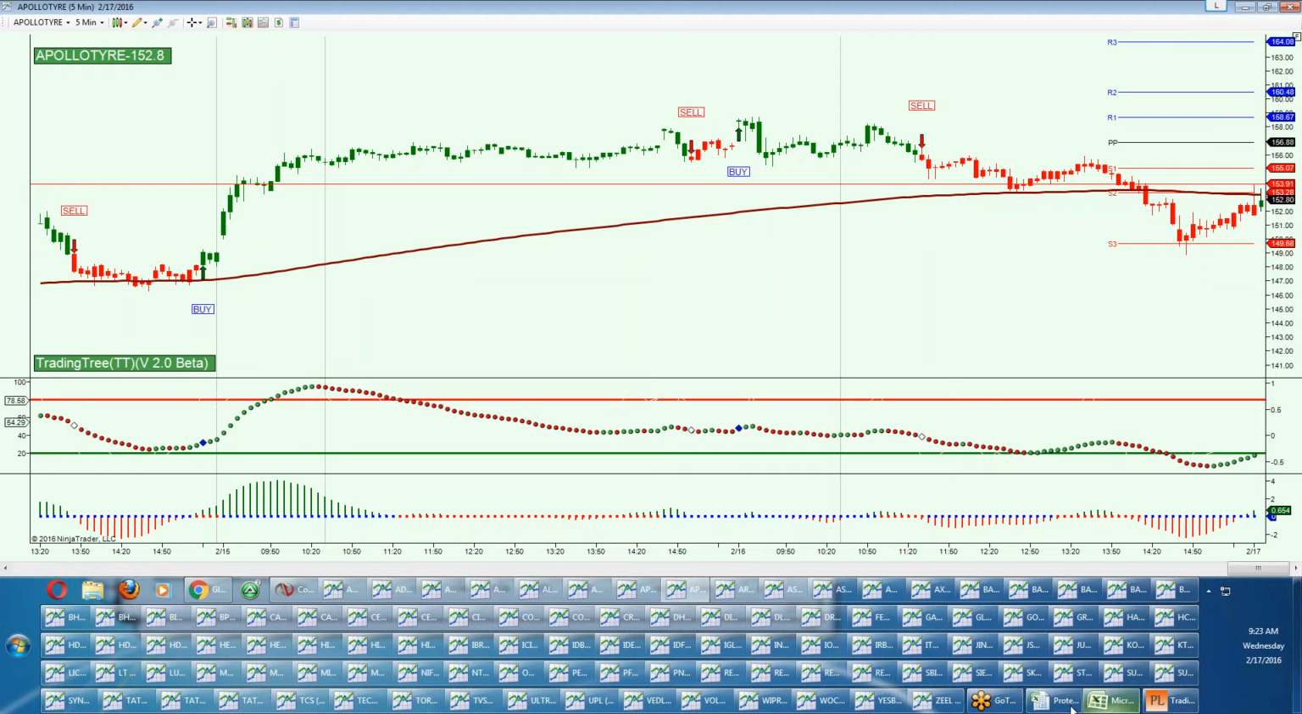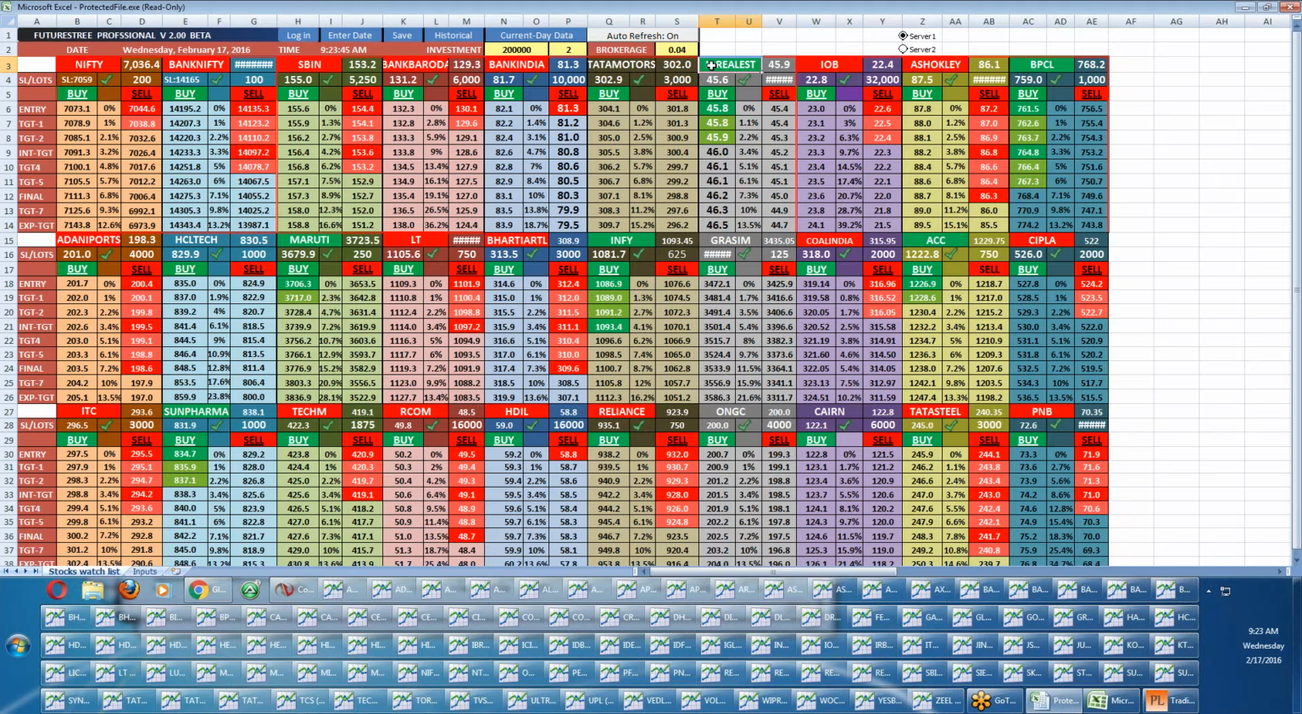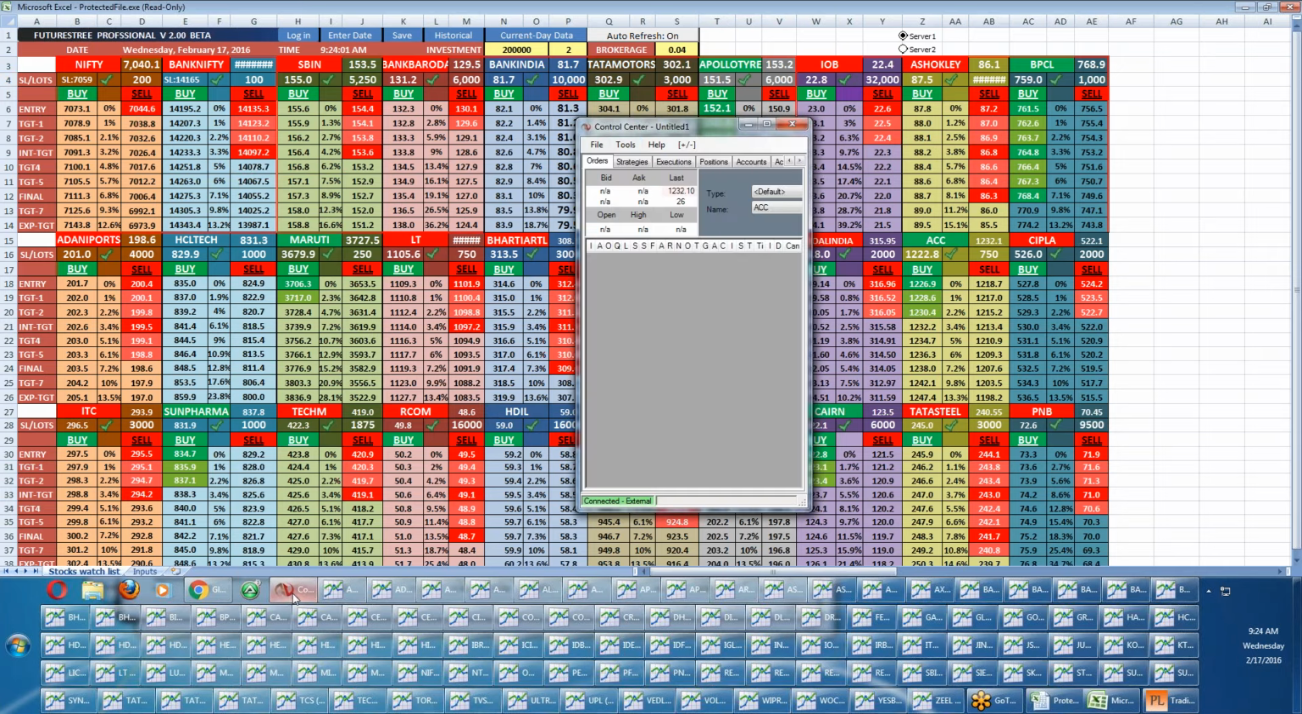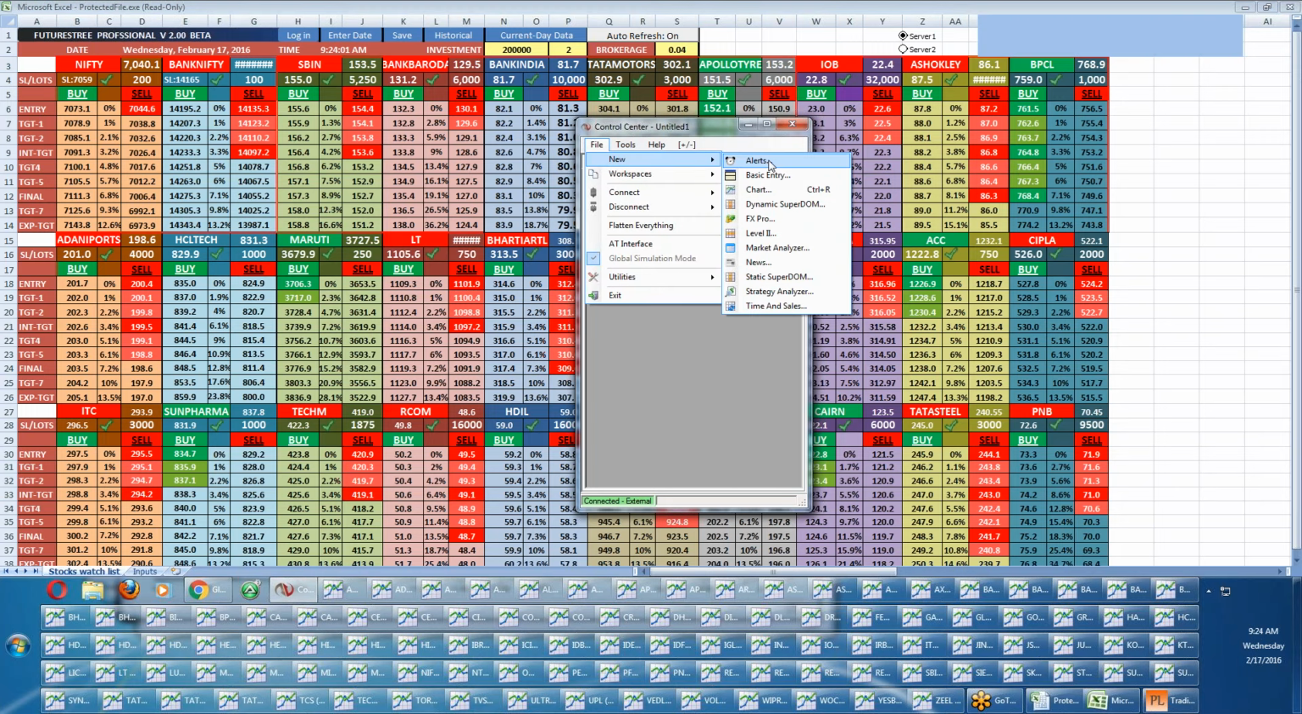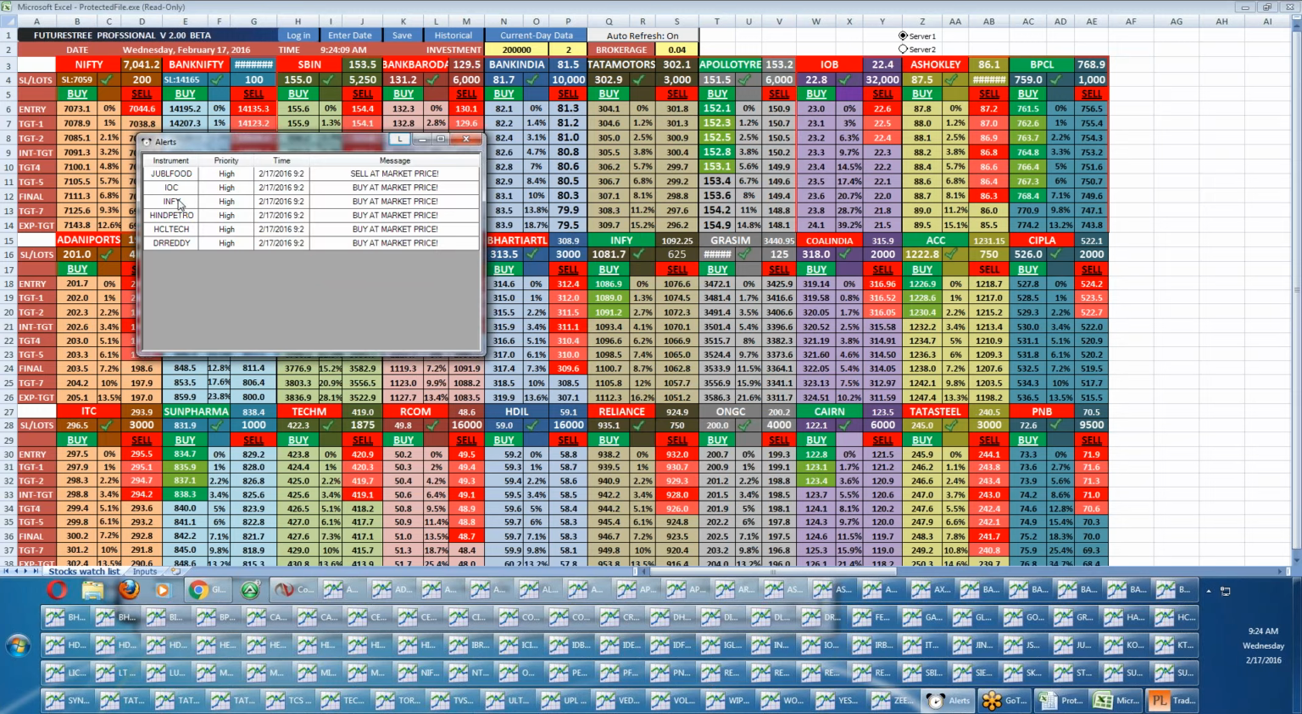Apollo Tire, we should be getting a buy call. So we'll just enter Apollo Tires in place of IB Real Estate. It's already a buy call. It's done its intermediate target. Calls that are generated in your trading tree are always stored in the alerts box. Click on new. We have the alerts. So we have Jubilant Food, which is a sell. IOC, Hind Petro, all these are buy. Let me just check what's happening there.